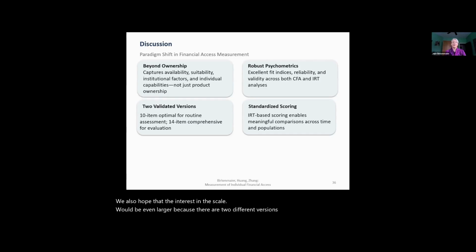Perhaps the 10-item version would be really helpful for working with individuals and families, and the 14-item, although longer, better for comprehensive program evaluation and some of those larger community-wide possibilities that I mentioned earlier. We certainly want to highlight that the scale has robust psychometrics, as Jin was talking about earlier. And we feel the standardized scoring resulting from the IRT analysis will really help make meaningful comparisons across time and across populations.